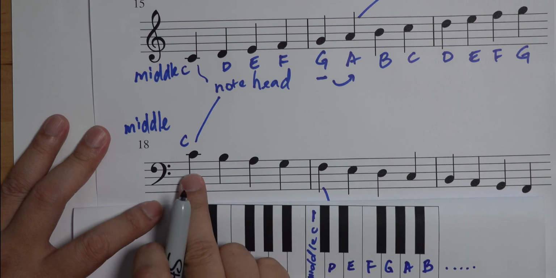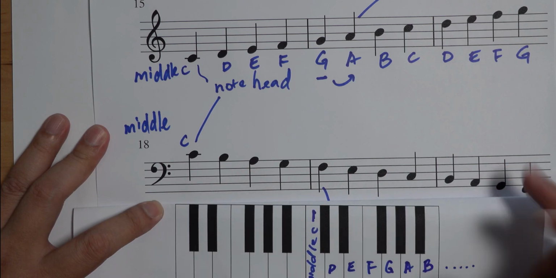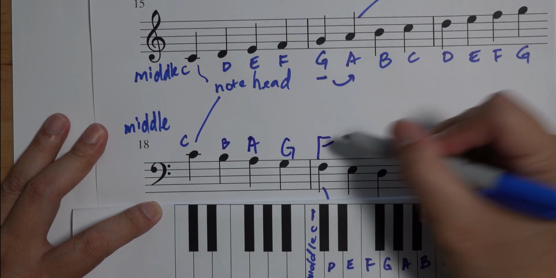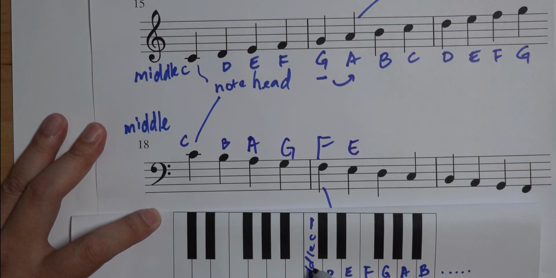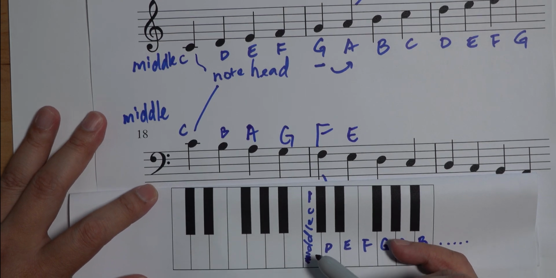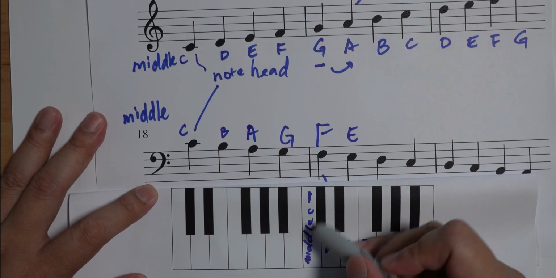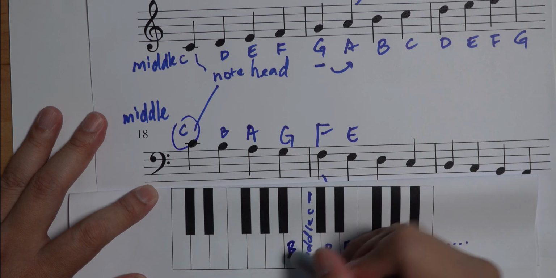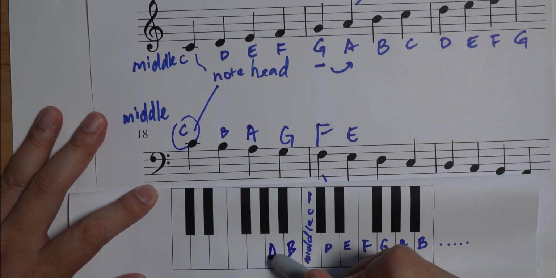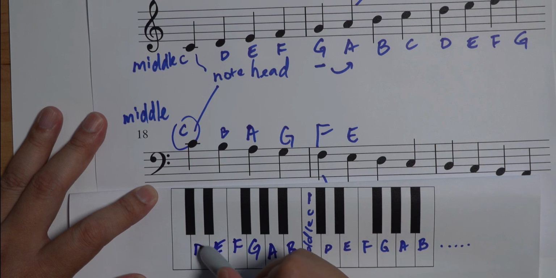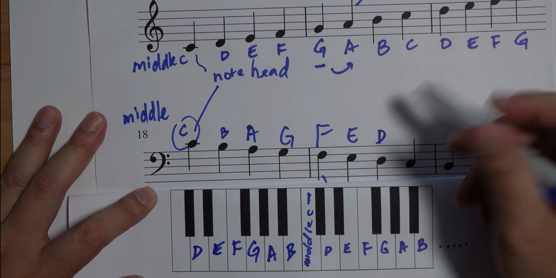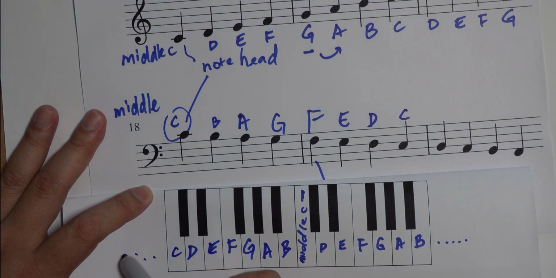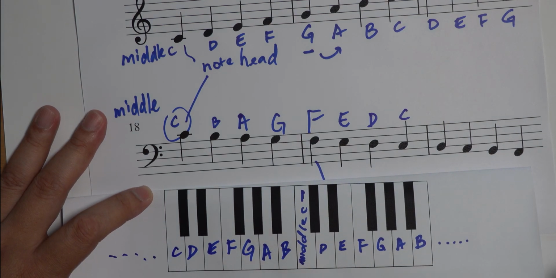Next, looking at the bass clef, since this is moving downwards, we have C, B, A, G, F, E, etc. And represented here on the keyboard, we have here middle C, which is this note here, and it is moving downwards. B, this is the note here. A, G, F, E, D, which is this note here, and we have a lower C, which is what we have here, etc., as it moves downwards.